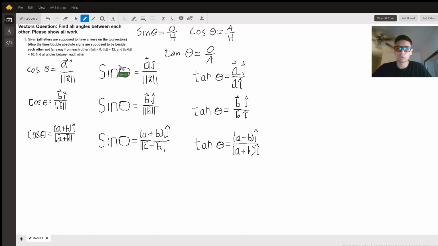So I'm not quite sure if that is what the question was asking for, but that's how you find the angles between vectors if you have the components for them.